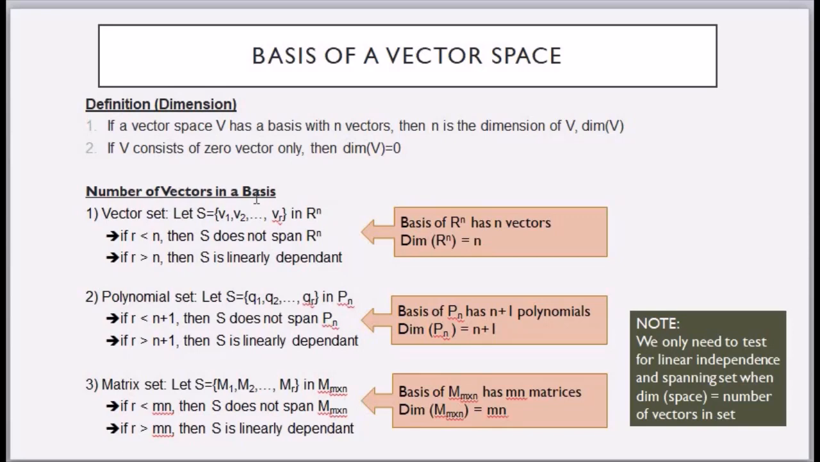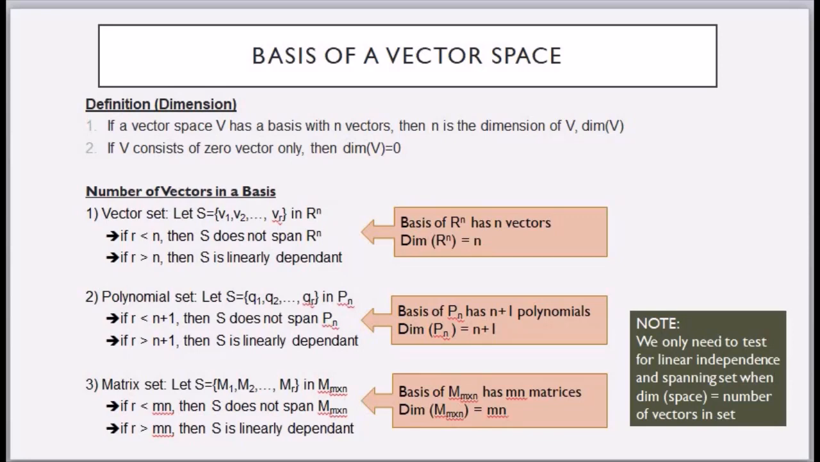Let's say the set S has r elements. If r is less than n, then S does not span. If r is more than n, S is linearly dependent. For a polynomial set, if r is less than n plus 1, then it does not span. If r is more than n plus 1, then it is linearly dependent. If r is less than mn, it does not span. And if r is more than mn, then it is linearly dependent.